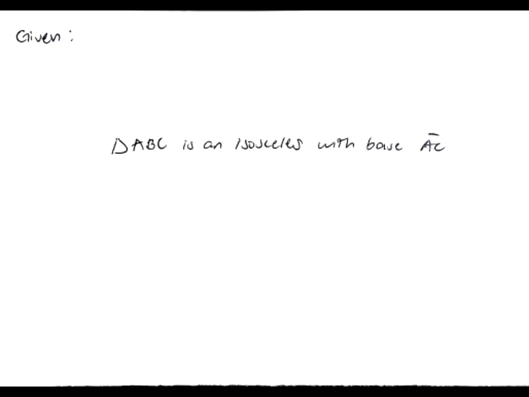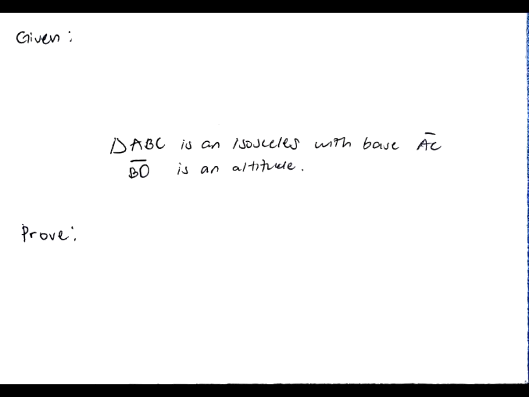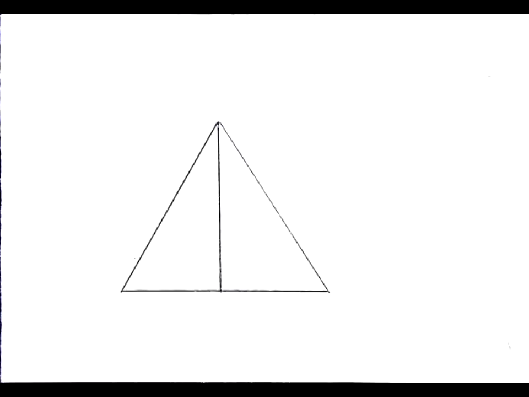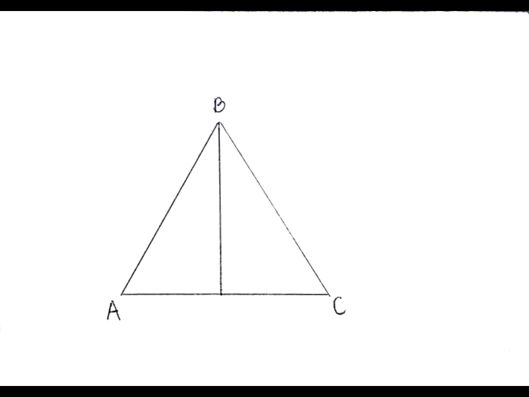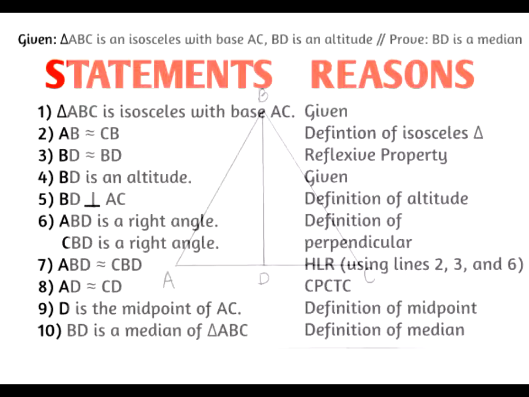So our given is angle ABC is an isosceles with base segment AC. Segment BD is an altitude. Our proof is segment BD is a median. So here's our triangle with A at the left part of the triangle, B as the peak, C is the right part of the triangle, and D is the midpoint of A and C.